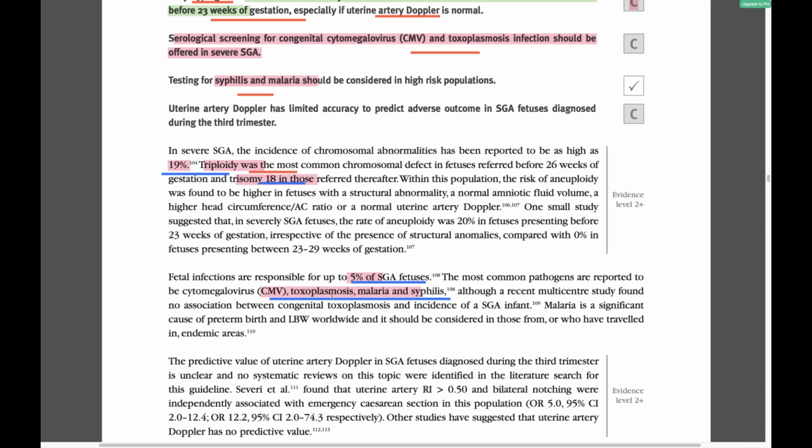Now what numbers do you have to remember from this guideline? If the previous baby was SGA, the likelihood of an SGA baby this time is 2 fold, or 2 times. That is one number. Second number, the incidence of chromosomal abnormality in severe SGA baby is 19%. Third number, 5% of SGA babies will have fetal infections. So these are the three numbers that you have to remember from this guideline.